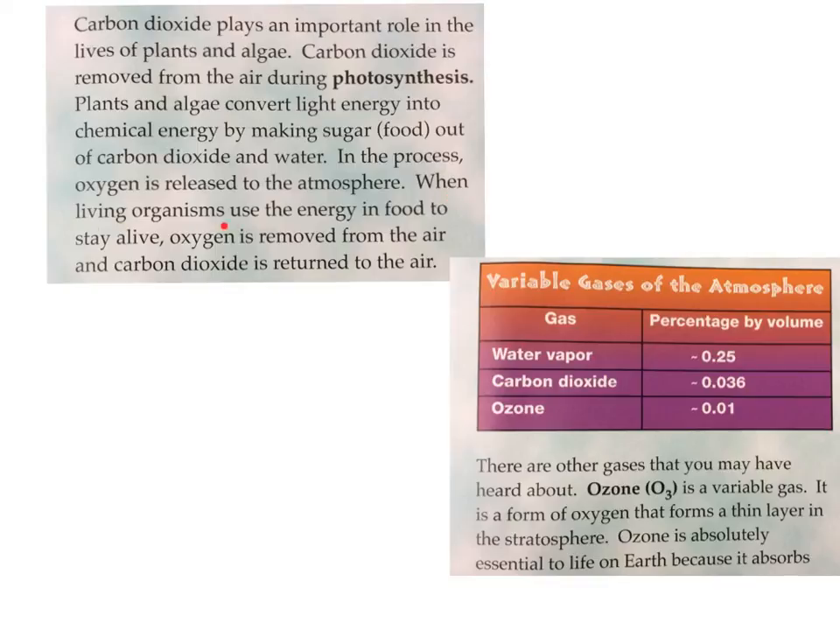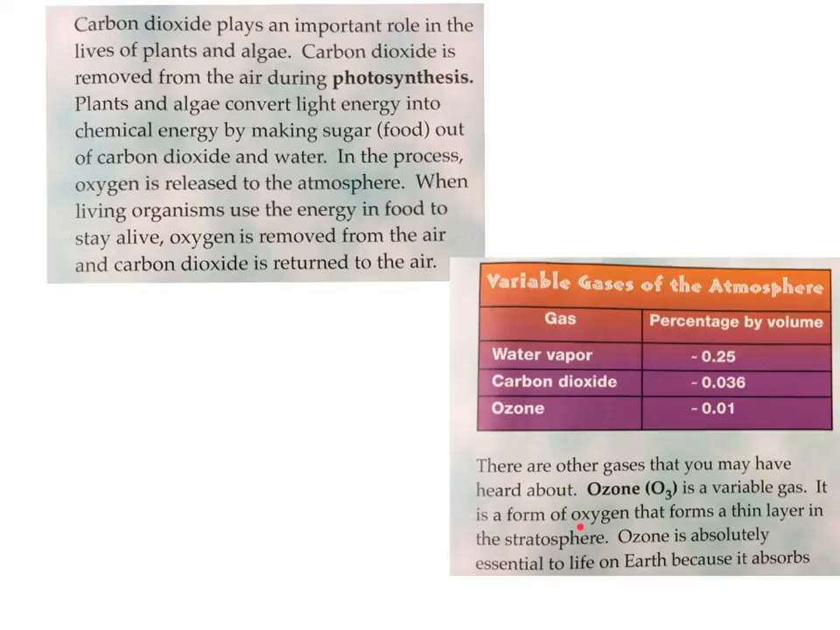When living organisms use the energy in food to stay alive, oxygen is removed from the air and carbon dioxide is returned to the air. Variable gases of the atmosphere: water vapor, carbon dioxide, and ozone. There are other gases that you may have heard about. Ozone is a variable gas.